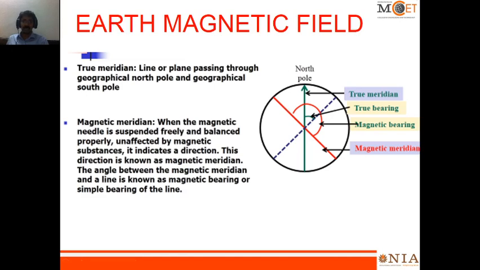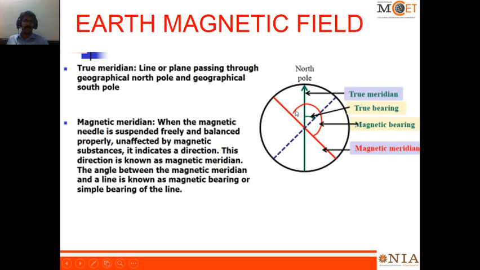The angle between the magnetic meridian and a line is known as the magnetic bearing. It is shown here in the red marking, right? And that is the magnetic bearing, or simply the bearing of a line. So always the bearing of a line refers to the magnetic meridian, not the true meridian. Why so? The true meridian can be obtained only with very precise equipment. With the compass we are going to deal hereafter.